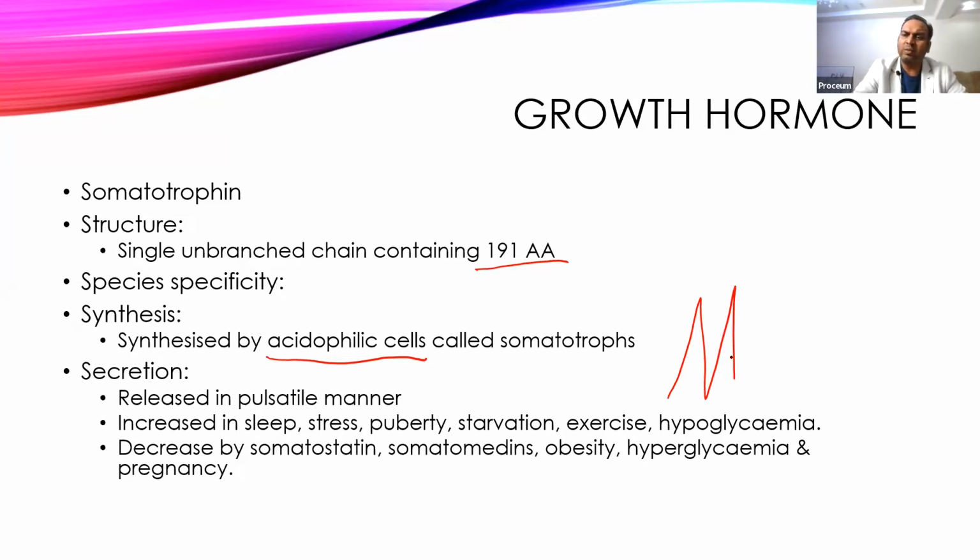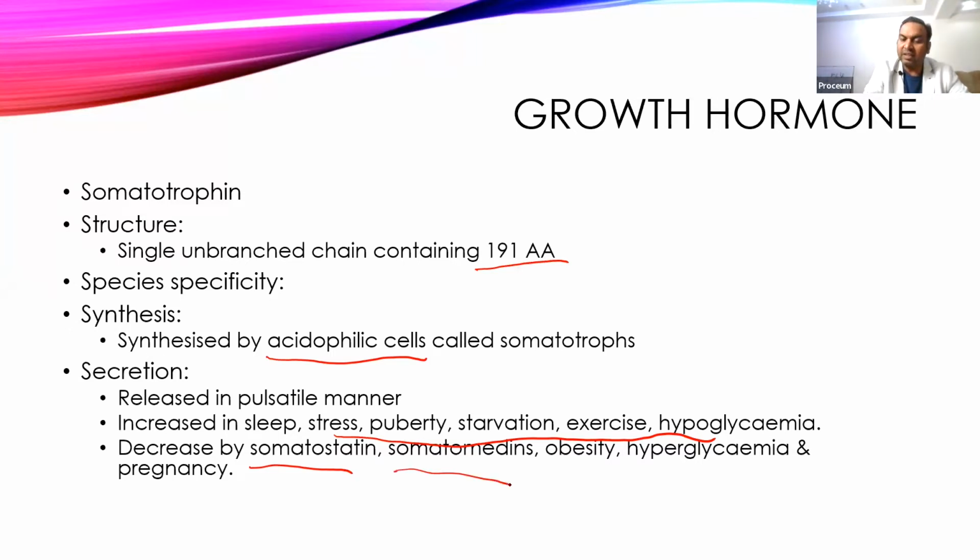And the major stimulation of this growth hormone is deep sleep. So in deep sleep, there is a high secretion of the growth hormone. Apart from this, stress, puberty, starvation, exercise, and hypoglycemia will also stimulate the secretion of the growth hormone. It is also inhibited by various factors, and somatostatin, which is released by the hypothalamus.